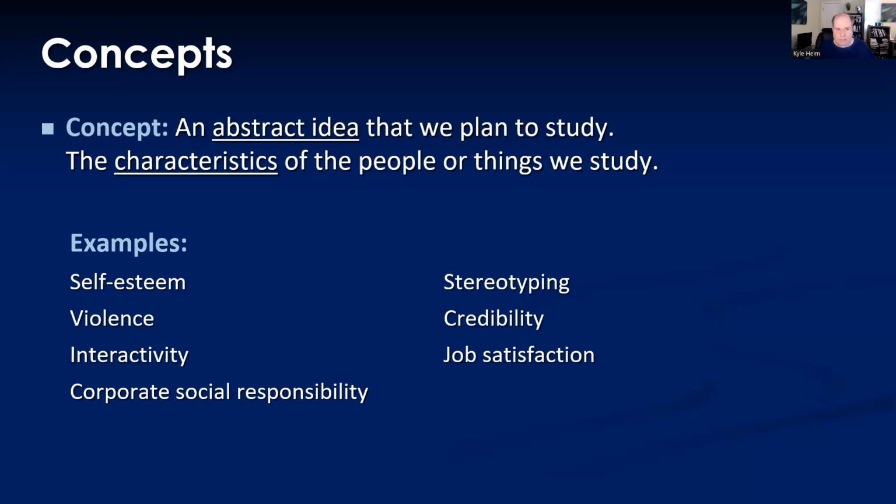So here are just some other examples. There are literally hundreds, if not thousands, of concepts that you could study. I've just thrown a few examples up here on the slide, like self-esteem or violence or interactivity or corporate social responsibility, et cetera. So you'll notice that what all of these things have in common is that they are not tangible things that we can directly see or touch, but they are qualities that live in our minds. They are abstractions. So these are just some examples of concepts. You have to figure out what the relevant concepts are for topics that you are personally interested in.